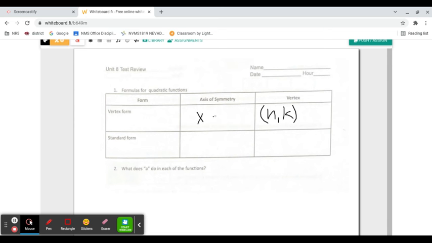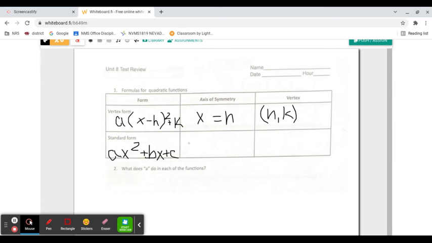So this is vertex form. I'm going to skip the f of x part because I am in a hurry. f(x) = a(x minus h) squared plus k. That's a minus sign, by the way. This is not going to be the best handwriting, I apologize. And then standard form is ax squared plus bx plus c.